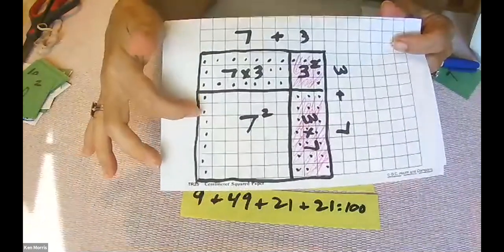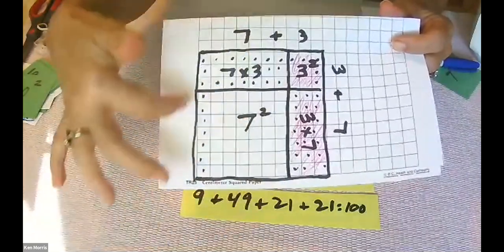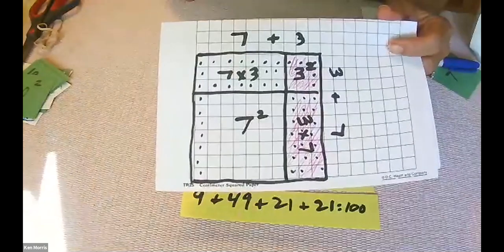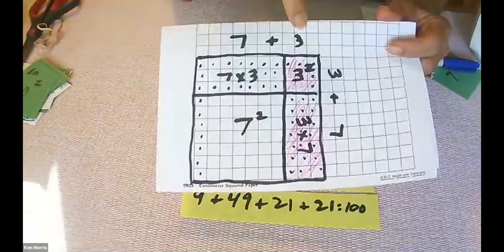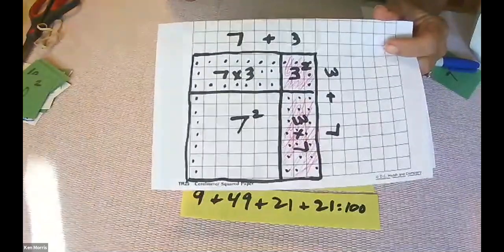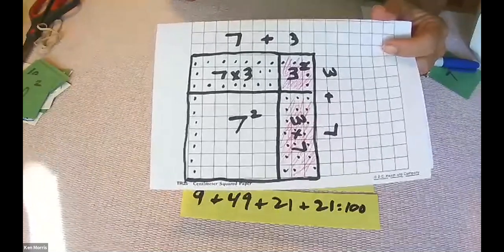And then likewise with the 7 squared, I want you to show it as a 7 square, and then the other rectangle, the 3 by 7. And make sure you write 7 plus 3 on the top, 3 plus 7 on the bottom, because that is showing us that we're squaring a binomial.